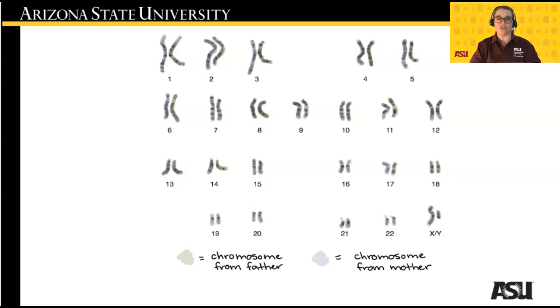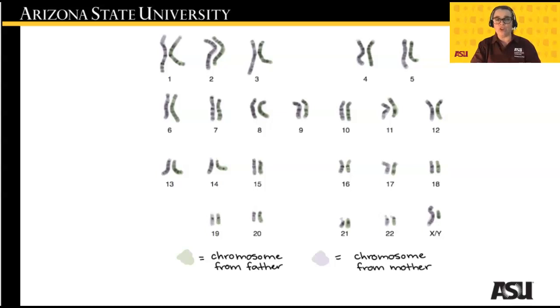This karyotype shows that there are two copies of each chromosome. So chromosome number 1 shows one copy from mom and one copy from dad. Chromosome number 13 shows one copy from mom and one copy from dad. This continues for each of the 22 somatic or body chromosomes. And a copy of chromosome from mom and a copy of chromosome from dad for the 23rd pair, the sex chromosomes.